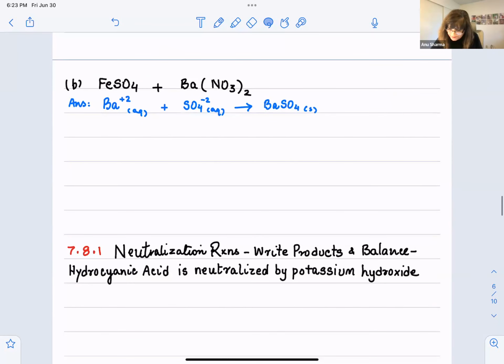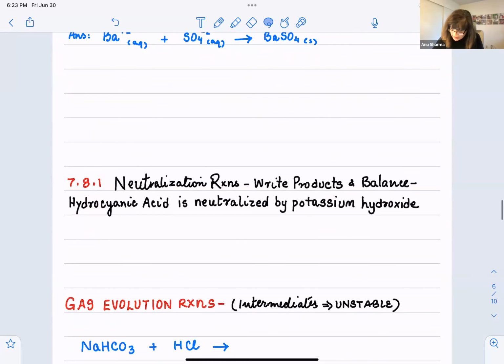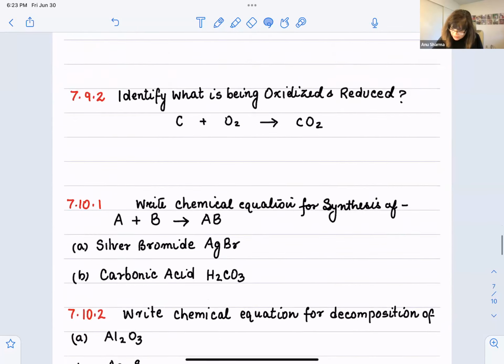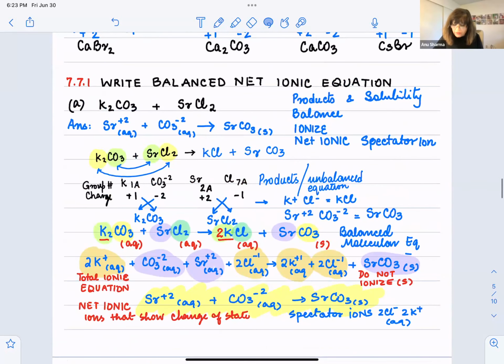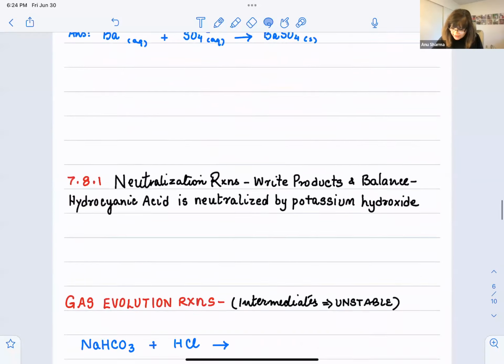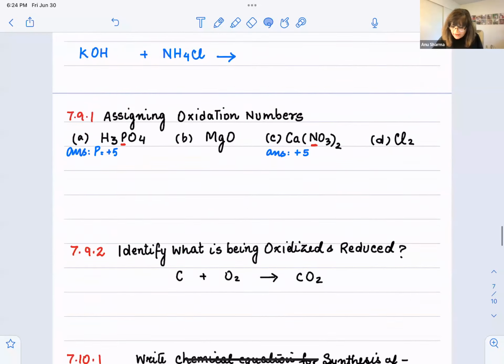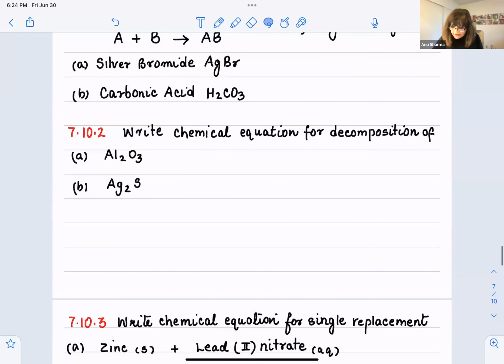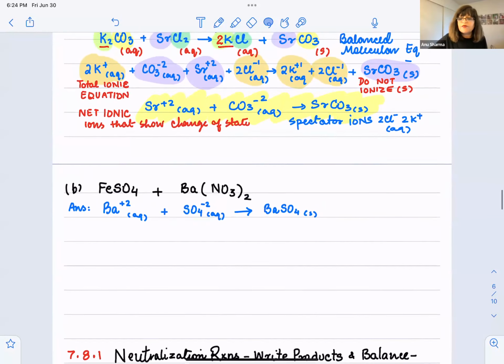Next, otherwise this video will become very long, so we will have to break it up into parts. I'm going to stop here. You have to figure this one out yourself; it's the same thing as we did earlier. Neutralization reactions, then the evolution of gas, then assigning oxidation numbers, and writing the equation for decomposition. All this we will continue in the next video. For now we will stop on this one.